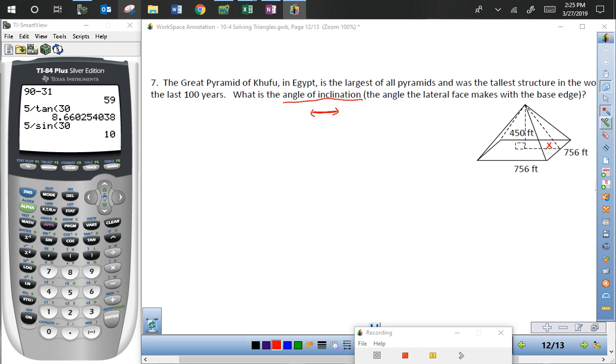Now it's important because using this SOHCAHTOA, we have to have a right triangle. So I'm going to go ahead and draw that right triangle out here so I have a little bit more space. You'll notice this 450 is going up and down.